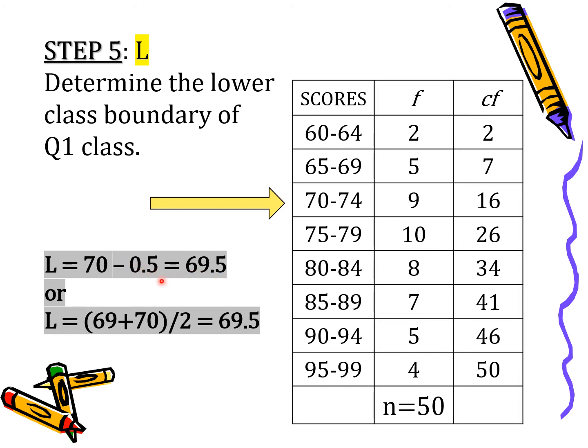Another way of doing this is to add 69, the number before 70, to 70, and divide by 2, which is also 69.5. But I think it's better to do the first one, simply subtract 0.5, or simply get the middle between 69 and 70, so 69.5. Therefore, our lower class boundary is 69.5.